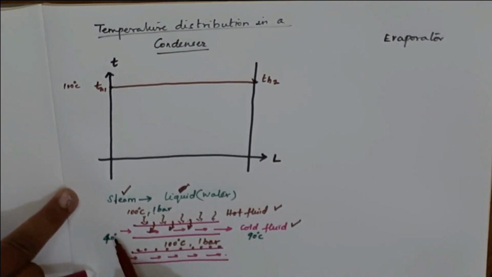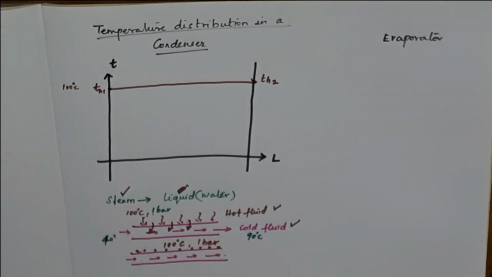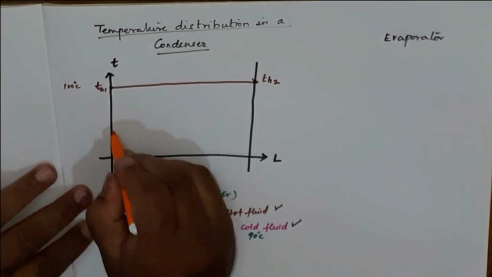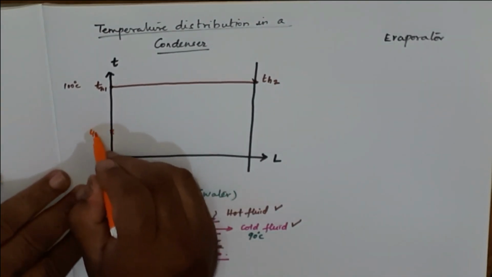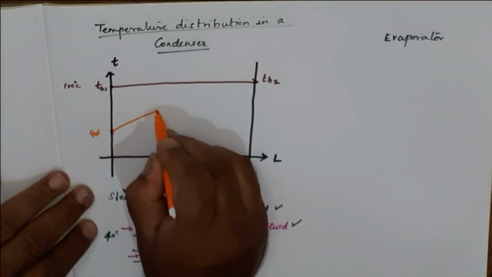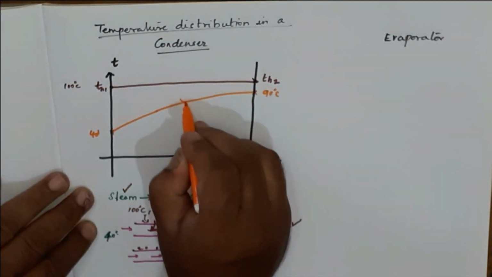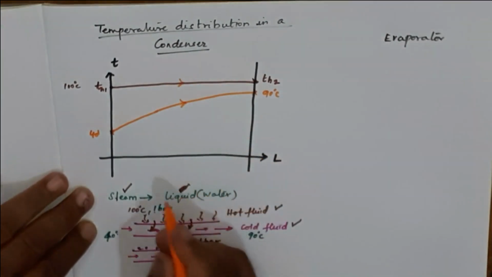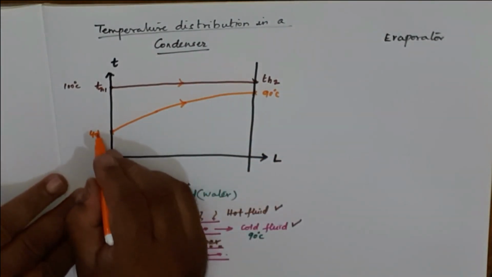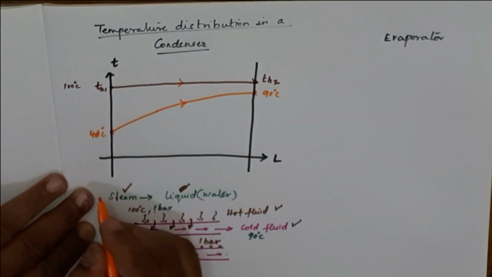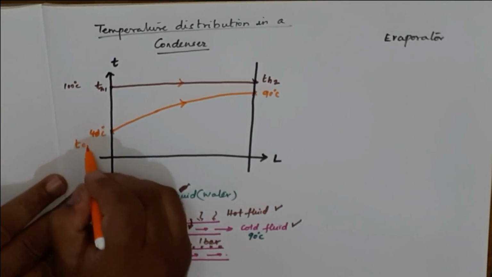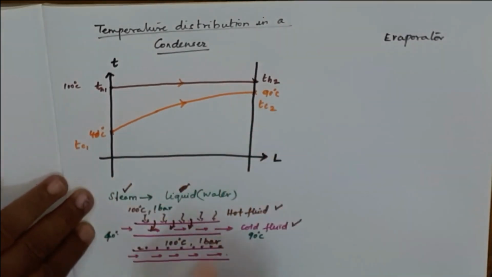Another is the cold fluid, which enters at 40 and leaves at 90. The temperature increases. So let me draw the cold water here. The cold water enters at, for example, 40 degrees Celsius and reaches, for example, 90 degrees Celsius. You can see here, the cold water goes from 40 to 90 degrees Celsius. So the cold water TC1 and TC2 are not the same. You understand?